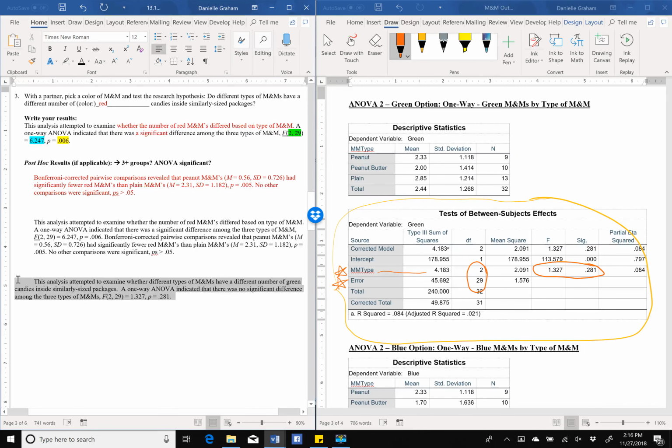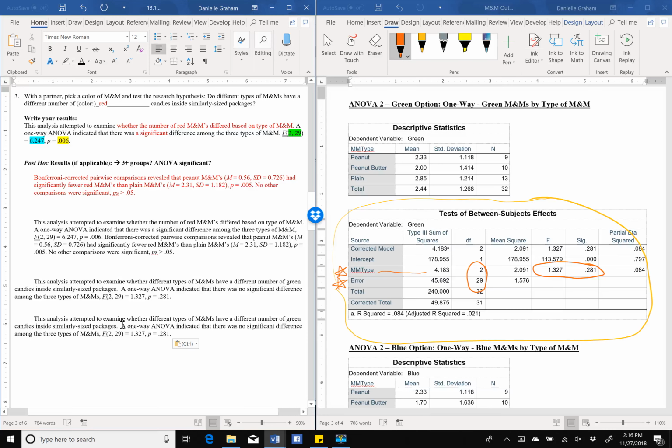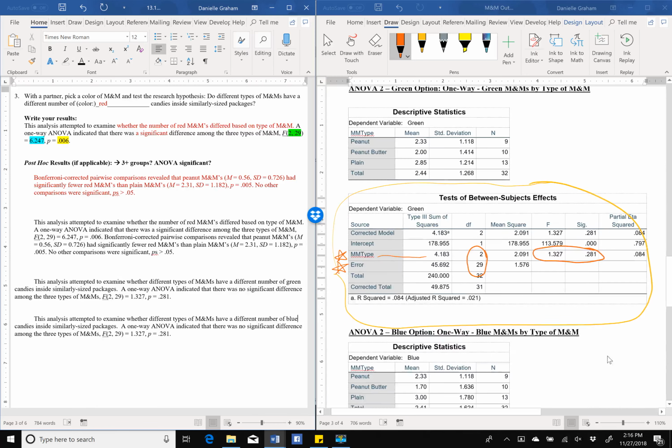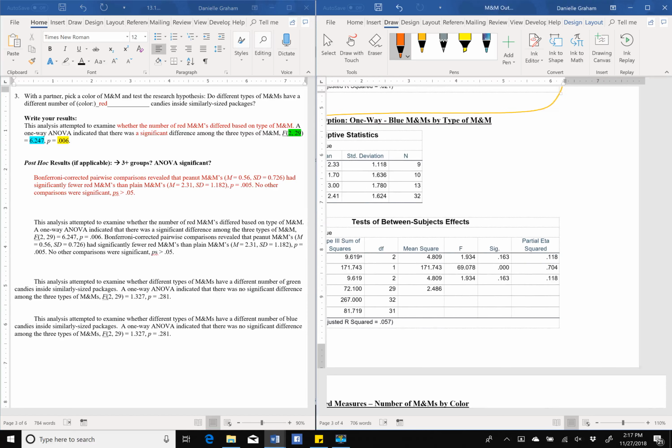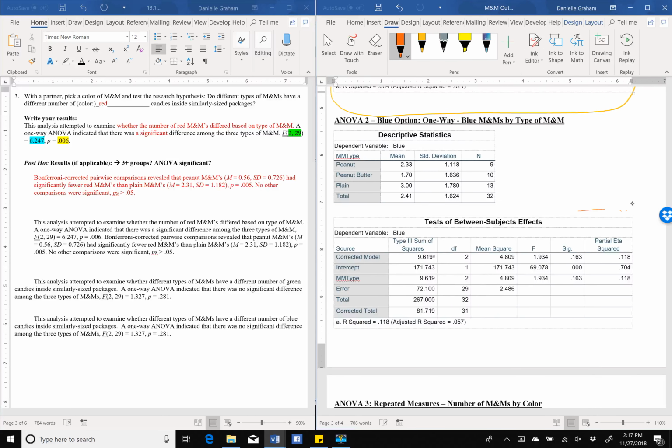And then finally, let's do the same thing, but for our blue M&Ms this time. So we want to examine whether there's differences in the number of blue M&Ms. Oh, so let me scroll down to my next one. So here's our blue ones. We want to look at our test between subjects again. There we go. Specifically at M&M type and error, which means we need these two numbers and these two numbers.